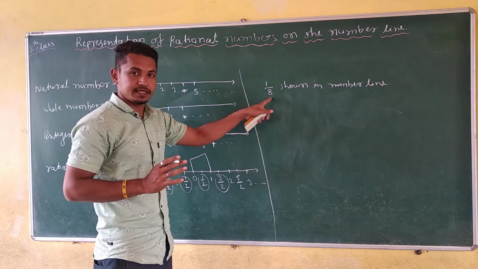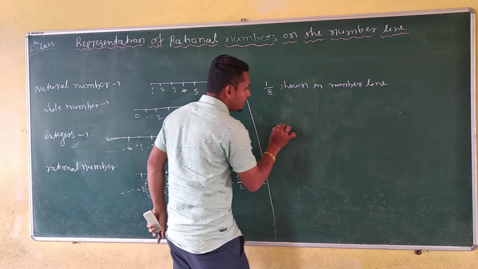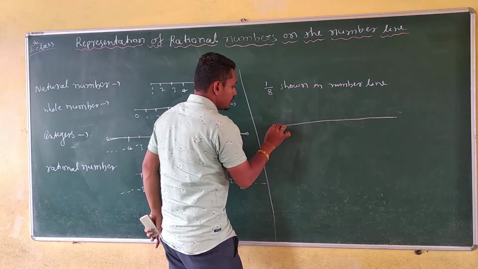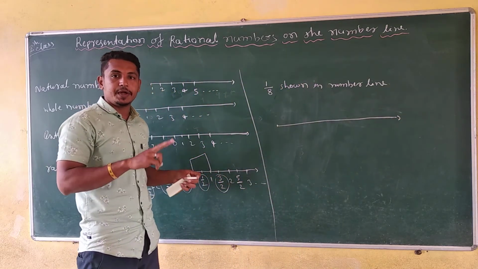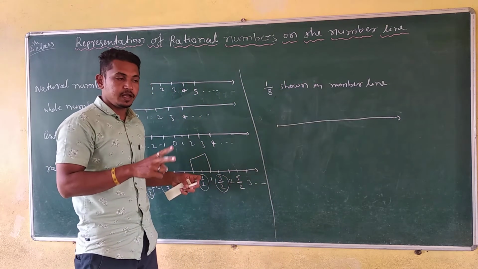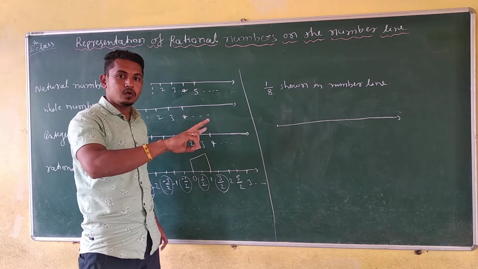Okay, this is 8. The denominator is 1 divided by 8, so 8 is the denominator. Therefore, here is one number line, and in between two consecutive integers, in between two natural numbers or two consecutive integers.